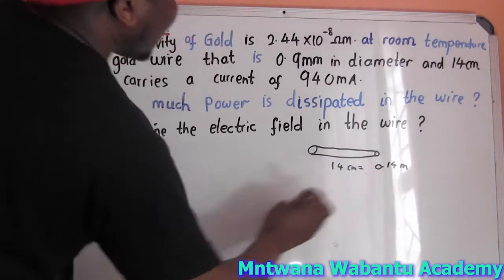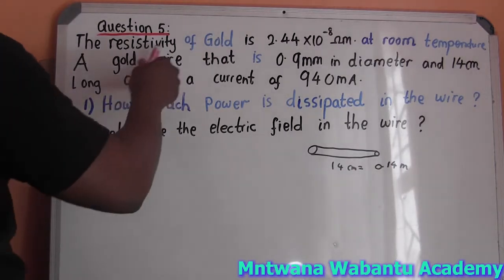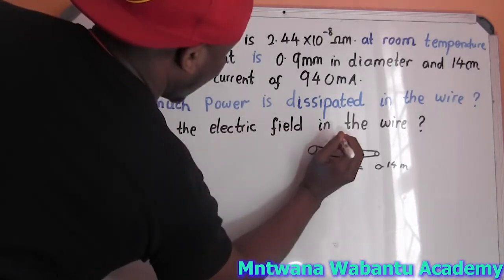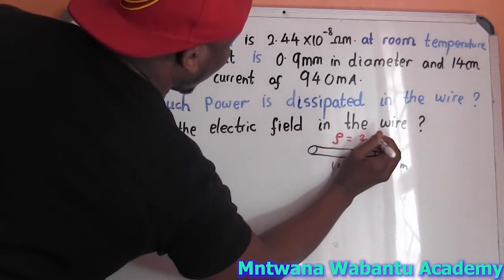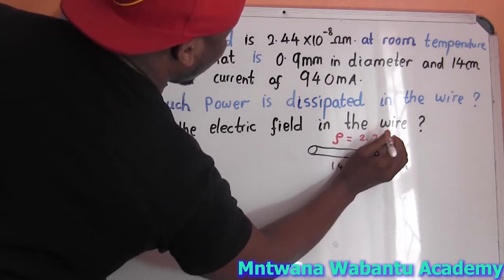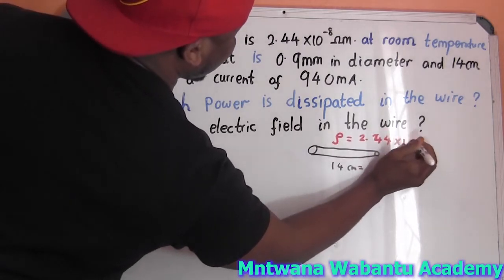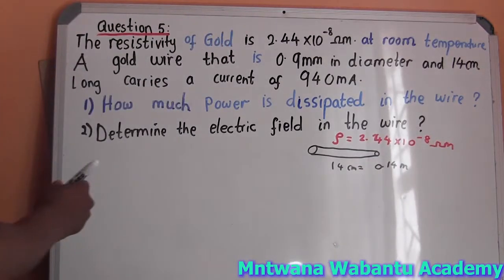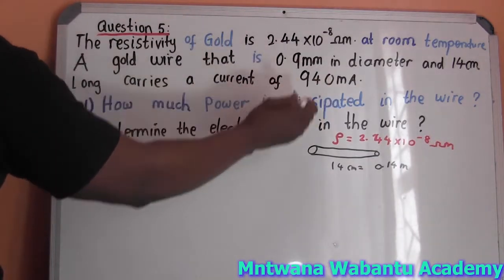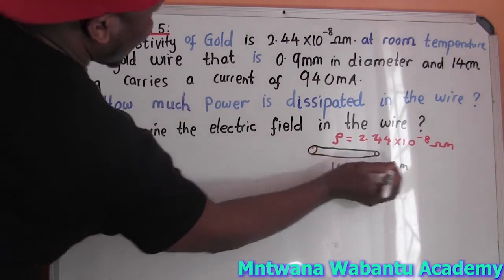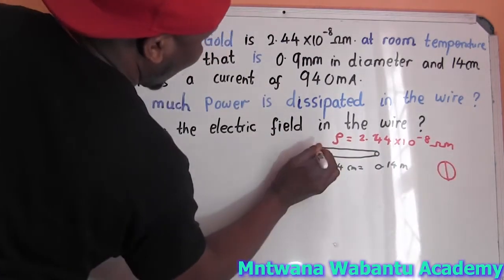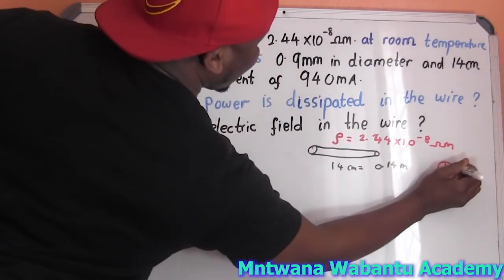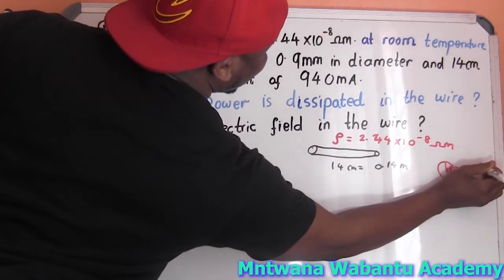And another thing also, this resistivity is constant. The symbol that will represent resistivity is this one here. Resistivity equal to 0.44 times 10 power negative 8 ohm meter. And another thing, they give us the diameter. The diameter means the diameter of all of this, because this is a wire, the whole circle. The diameter is equal to 0.9 millimeter.